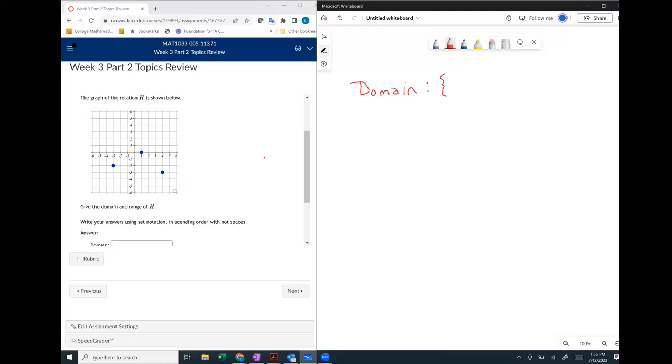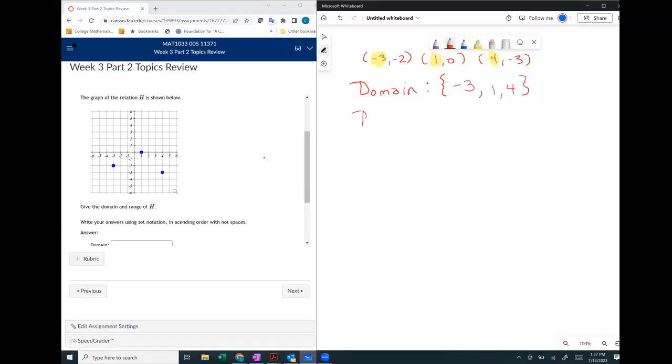And actually, maybe the easiest way to do it is let's write the points down. So we have (-3, -2). We have (1, 0). And we have (4, -3). There's our 3 points. So the domain being X, and I have to do this in ascending order. So my X values are -3, 1, and 4. Exactly. And those are already in ascending order. So I'd write -3, 1, 4.